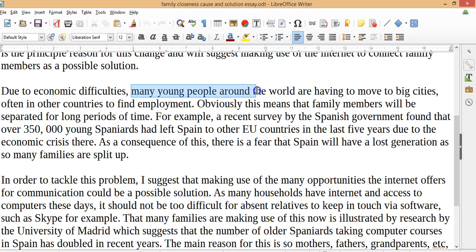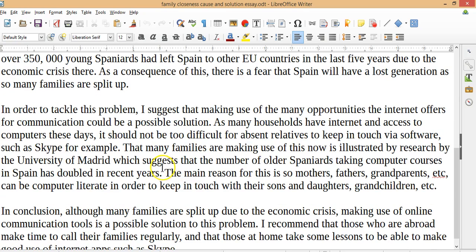Many young people are having to move around the world. Okay. Obviously, this means that family members will be separated. An example, 350,000 young Spaniards have left Spain. As a consequence, Spain might have lost a generation as a consequence, because families are split up and separated. So how can we solve this? Or tackle, or can solve?